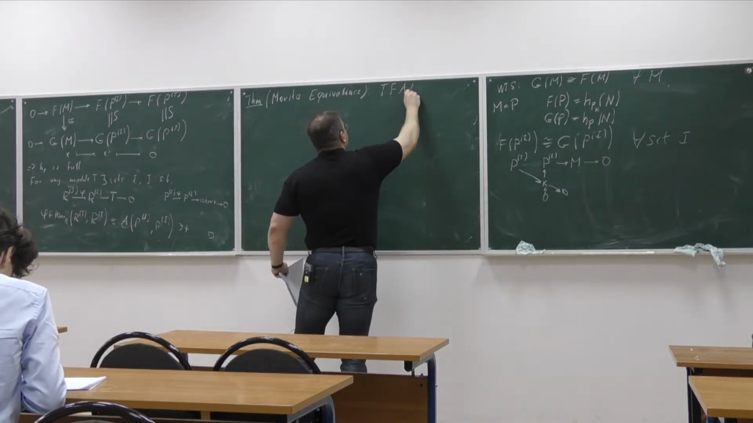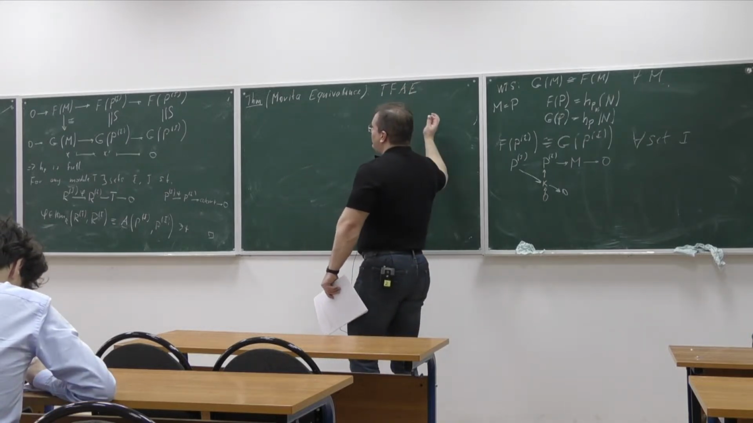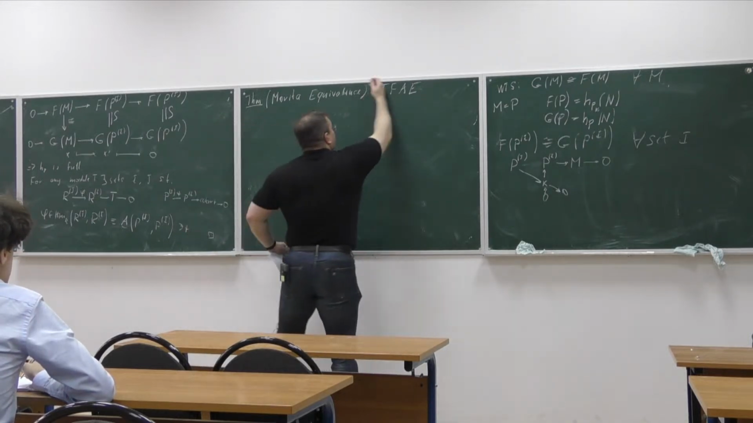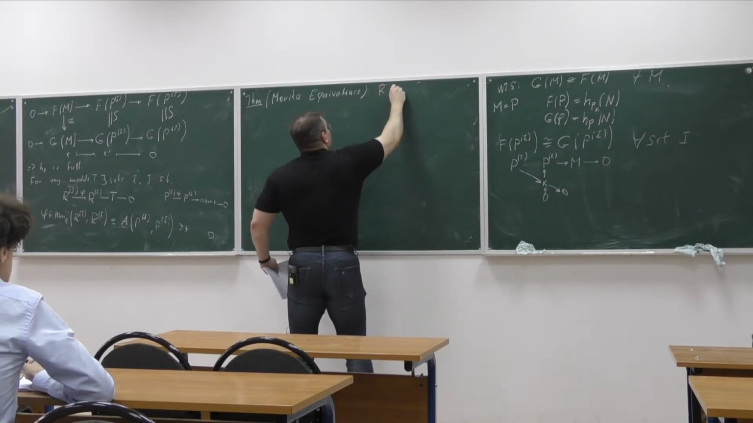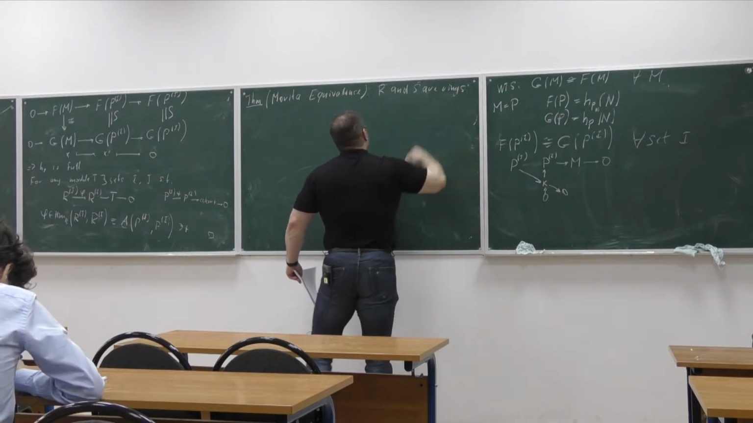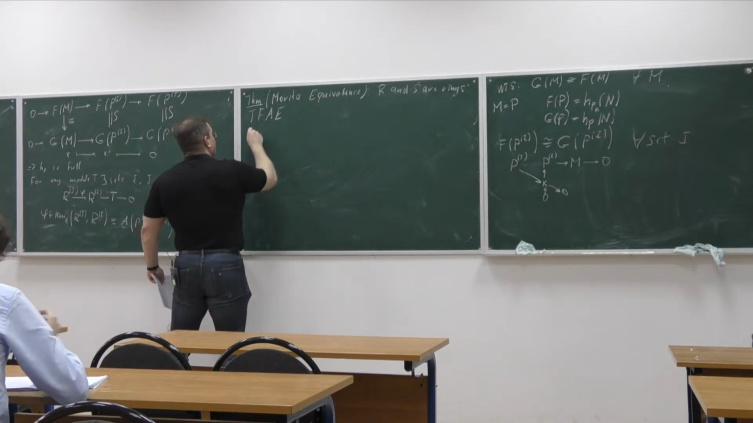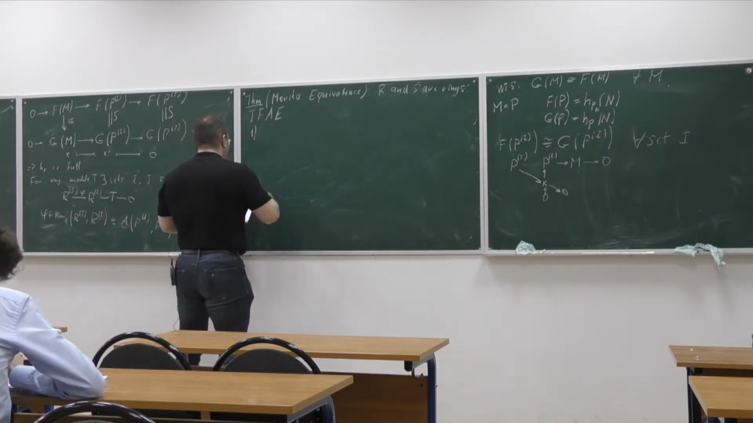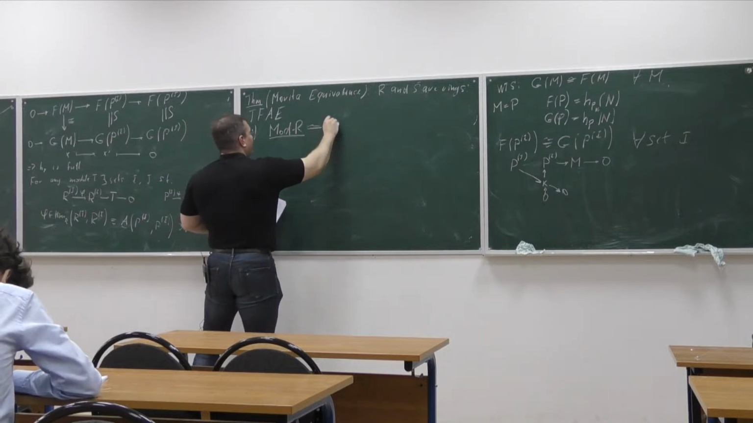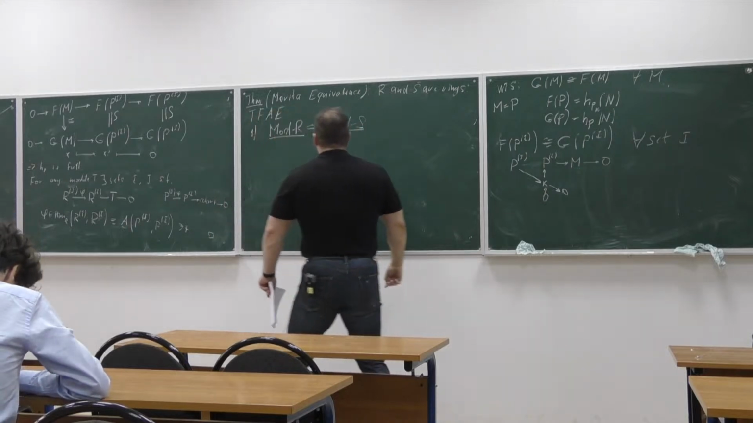The following are equivalent, and any of these three conditions is called Morita equivalence between two rings. So, let's say that R and S are rings, then the following are equivalent for the two rings. First, the category of the right modules are equivalent.